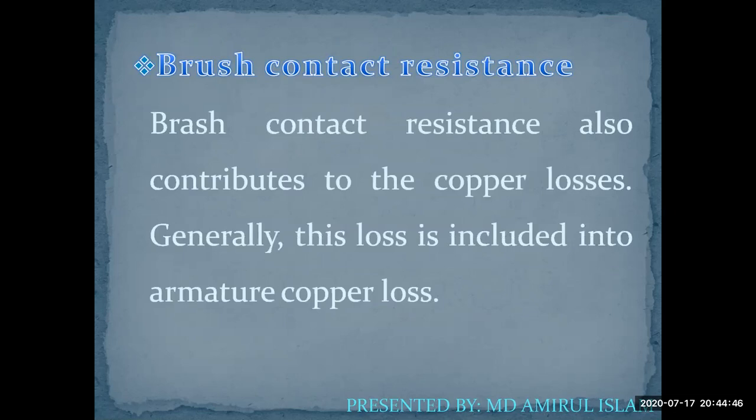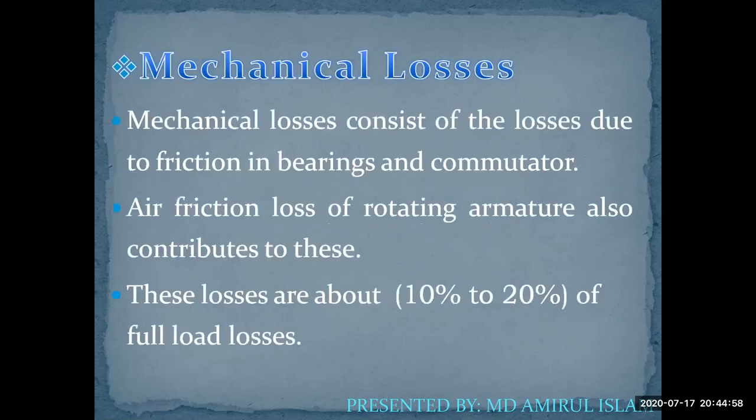Brush contact resistance also contributes to the copper losses. Generally, these losses are included in the armature copper loss. Mechanical losses consist of losses due to friction in the bearing and commutator. Air friction loss of the rotating armature also contributes to this. These losses are about 10 to 20% of the full load losses.